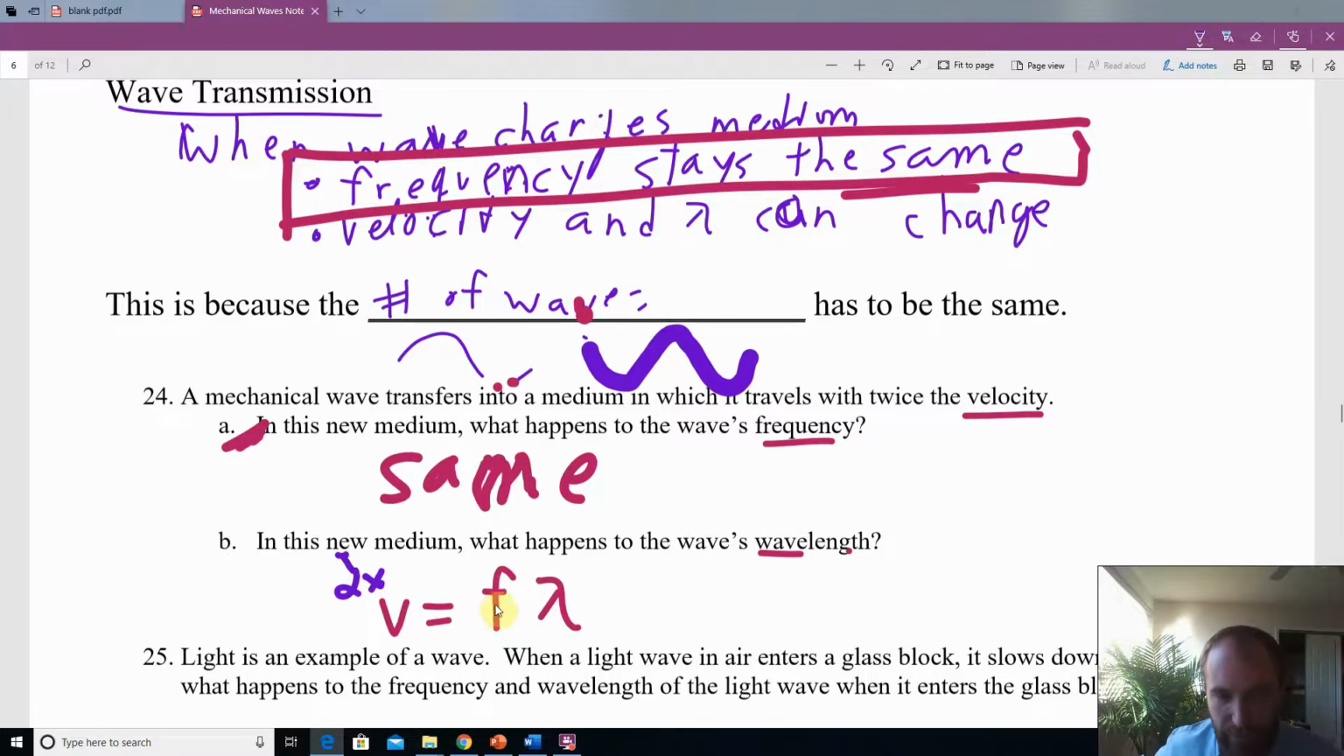Did the frequency get twice as big? No. The frequency stays the same. Alright, well, if the frequency didn't get twice as big, then what must have happened to the wavelength? It must have gotten twice as big. So the answer here is twice as long.